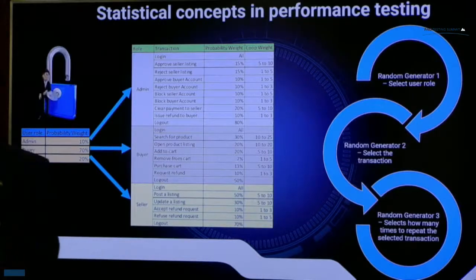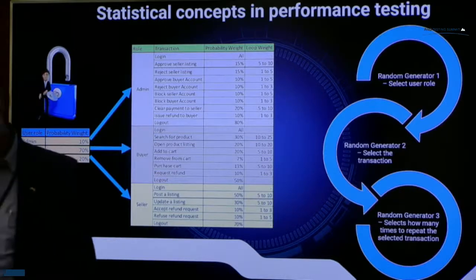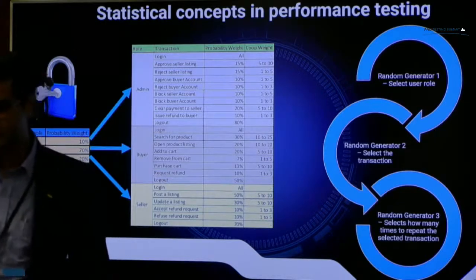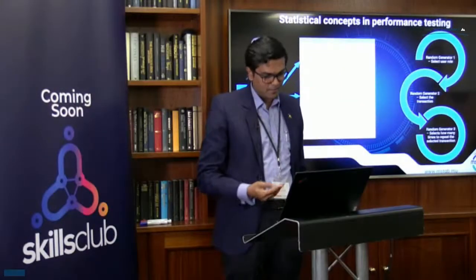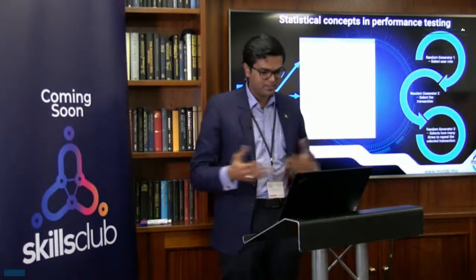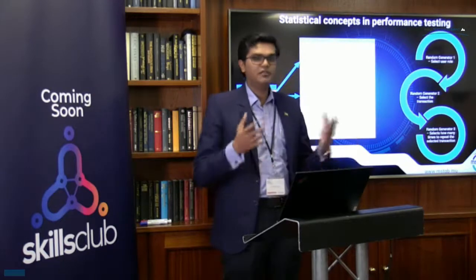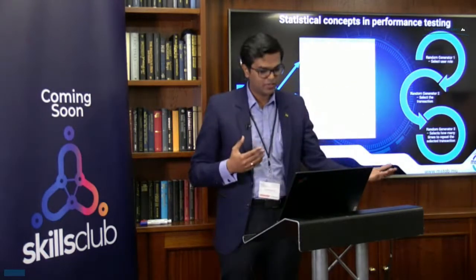And if it is above 80, that would be a seller. So that's the first random number generator. Now, once we know the user role, the second random number generator would select the transaction itself. So if a number is generated, let's say between 0 and 30, that would be 30%, and that would be like search for a product.